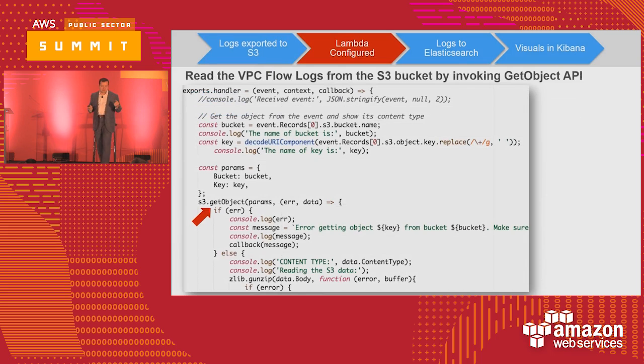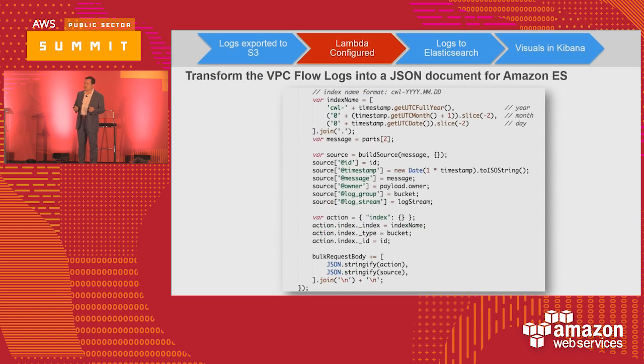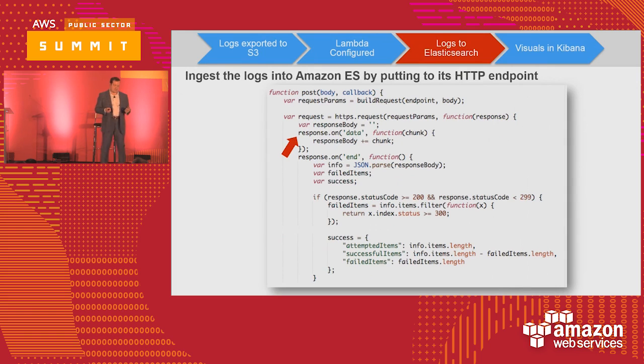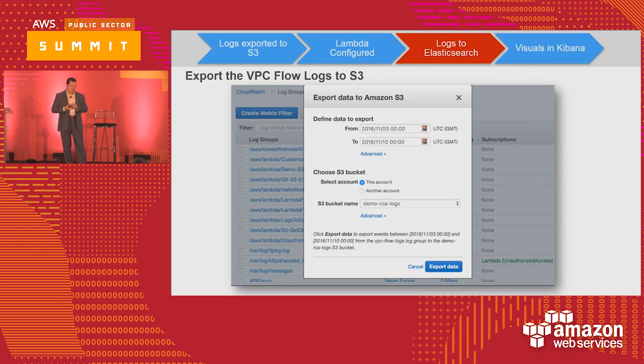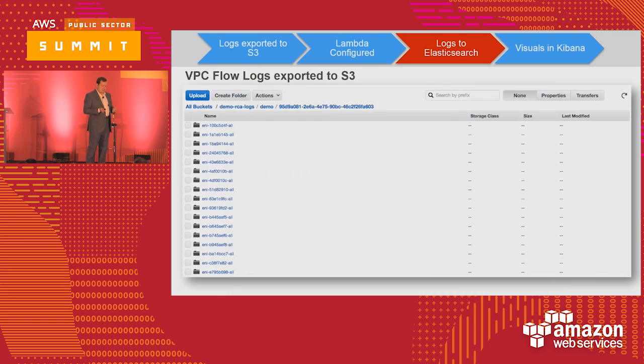Then what we're going to do is read the flow logs from S3 by, again, using the get object API. So our Lambda function is going to read the actual flow logs, transform the flow logs into JSON, and insert the logs into Elasticsearch by going to its HTTP endpoint. Once that's all set up, all we have to do is, again, this is just built in, you can right-click on any CloudWatch log stream and export it within a certain time range out to an S3 bucket. That S3 bucket can be in your account, or it could be in another AWS account. And then it's exported to S3.